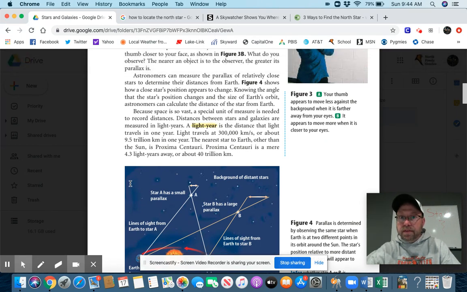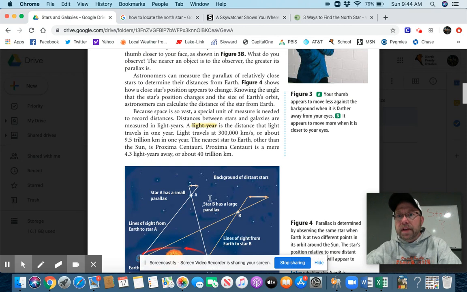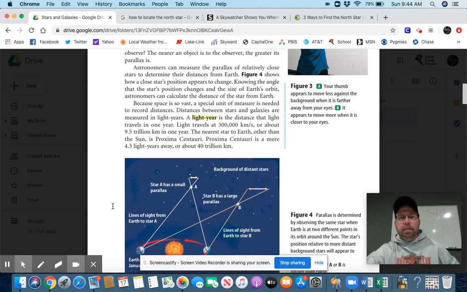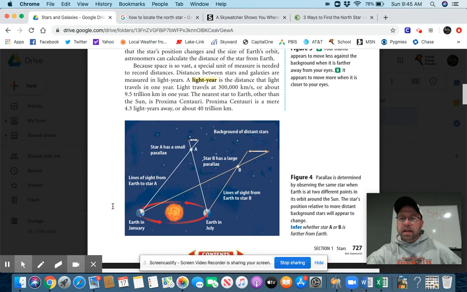9.5 trillion kilometers away. A long way away. That's 1 light year. Remember, light travels about 300,000 kilometers per second. That's very fast. All right. And you do that for a year, you get out a long ways. So, some examples here. It talks about Proxima Centauri is 4.3 light years away. That's 40 trillion kilometers. Okay. But how do we actually measure the distance? And this is kind of a cool little thumb exercise.